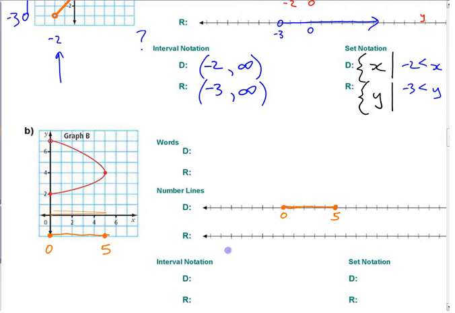If you're trying to do the range, compress it the other way. Imagine squashing it onto the y-axis. What's it going to cover? It's going to cover from 2 up to 7. Right? So your number line is going to look like that.